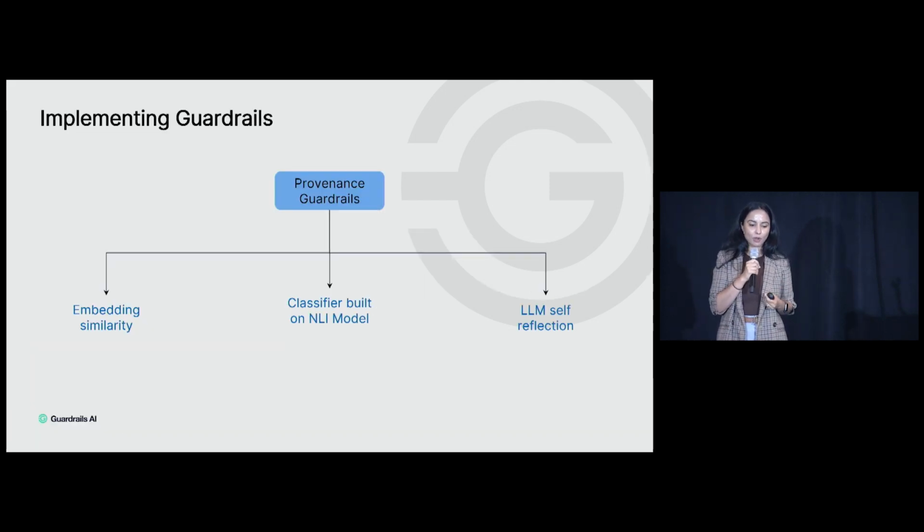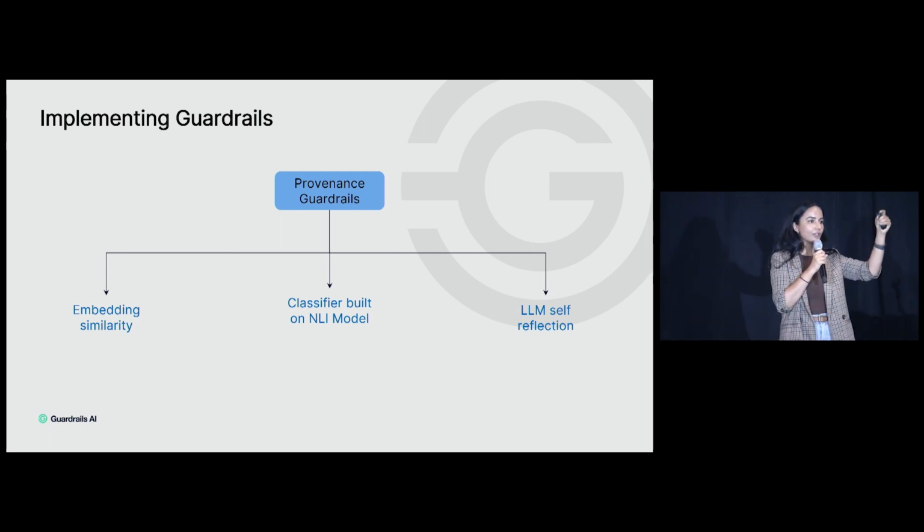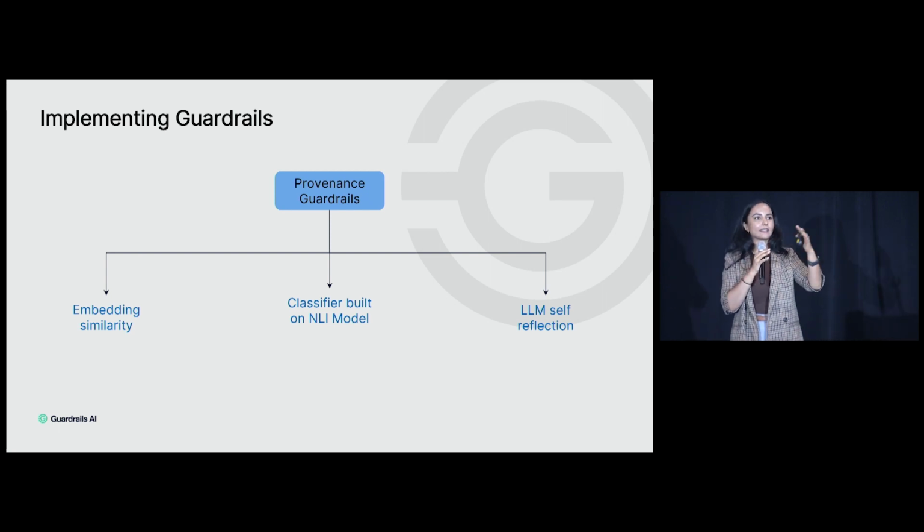Actually implementing provenance guardrails, in the open source framework, we have a few different paradigms or a few different versions that do this. The first is via embedding similarity. So you can check for the similarity of individual LLM utterances with smaller chunks of your source text. If there's enough similarity, okay, this came from that source. Very fast.